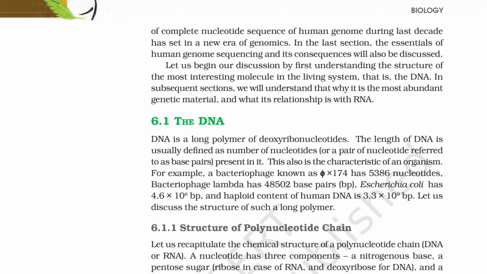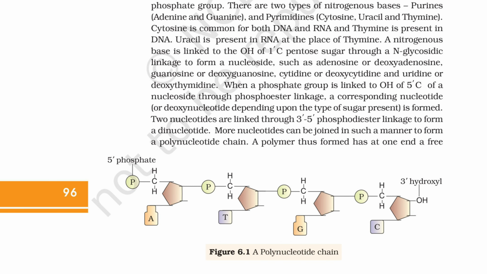Structure of polynucleotide chain. Let us recapitulate the chemical structure of a polynucleotide chain, DNA or RNA. A nucleotide has three components: a nitrogenous base, a pentose sugar, ribose in case of RNA, and deoxyribose for DNA, and a phosphate group. There are two types of nitrogenous bases: purines, adenine and guanine, and pyrimidines, cytosine, uracil and thymine. Cytosine is common for both DNA and RNA, and thymine is present in DNA. Uracil is present in RNA at the place of thymine.